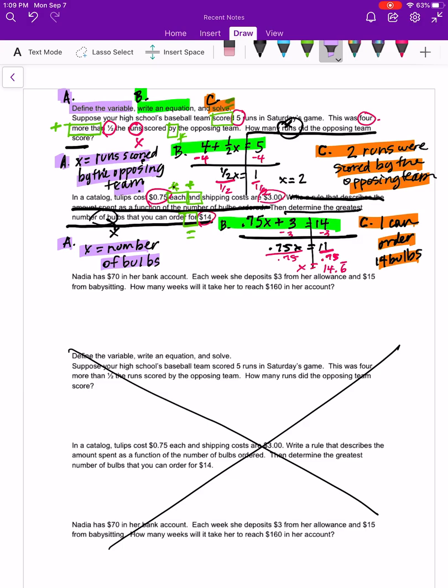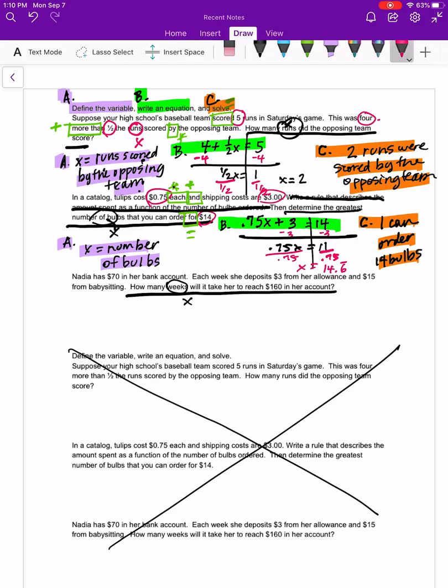All right, last one. Nadia has $70 in her bank account. Each week she deposits $3 from her allowance and $15 from babysitting. How many weeks will it take her to reach $160 in her account? So, again, start with underlining the question. How many weeks will it take her to reach $160? How many, what am I looking for? Weeks. That's my variable. That's my X.